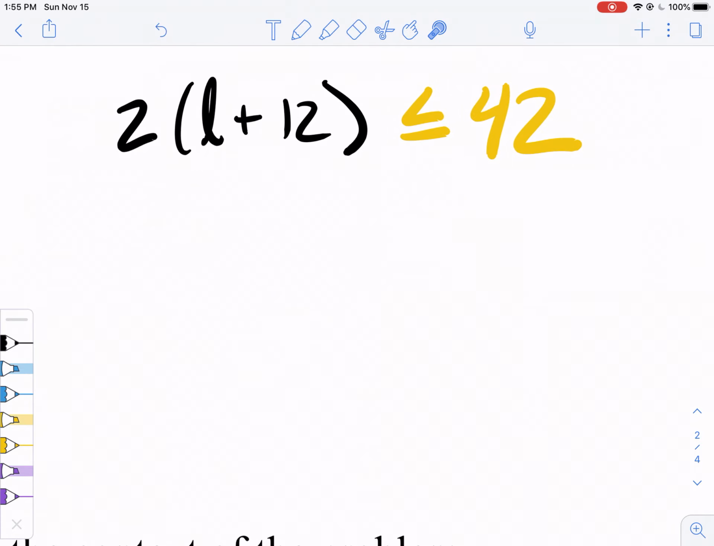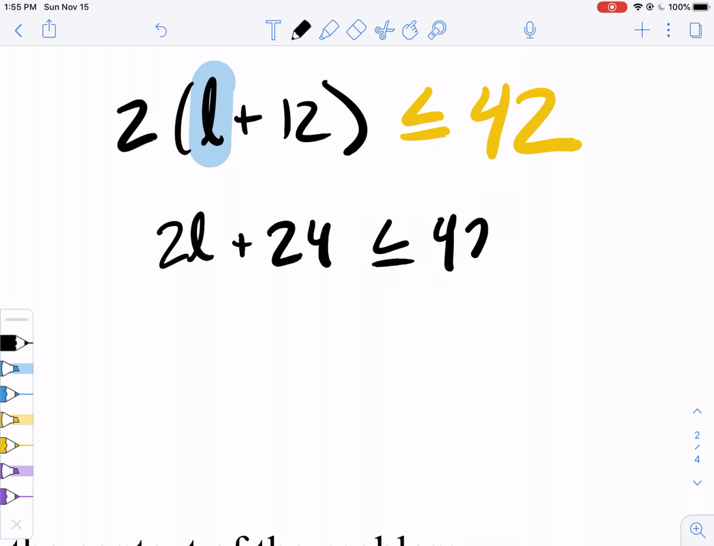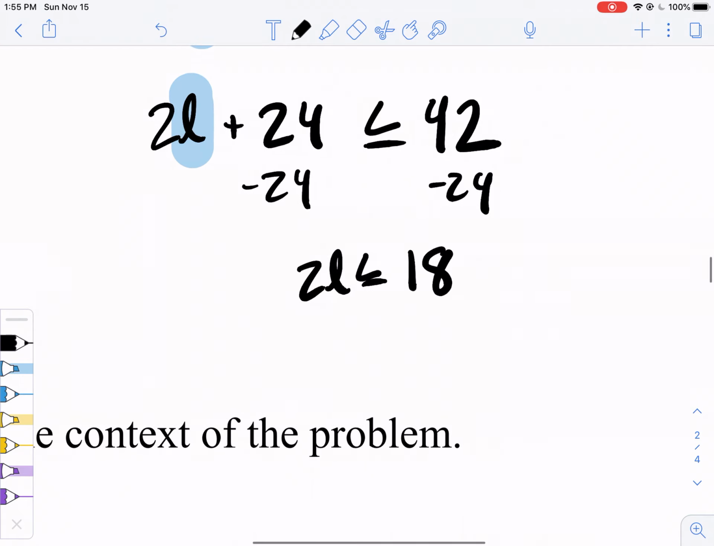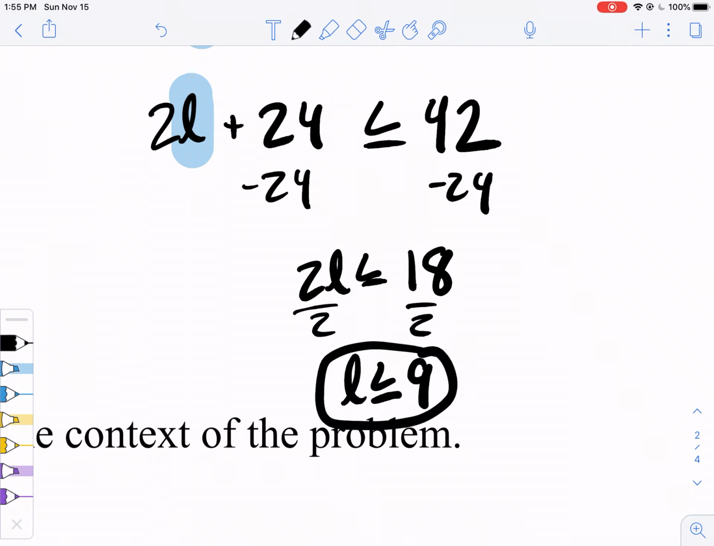Yay. Now we need to figure out what the possible lengths are. So first let's distribute that 2 in. We get 2L plus 24 is less than or equal to 42. And since we're trying to get L all by itself, we'll subtract 24 from both sides, giving us that 2L is less than or equal to 18. In our final step, we'll divide by 2, so L is less than or equal to 9.